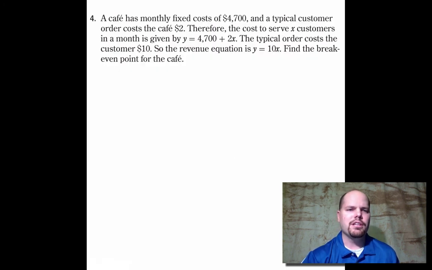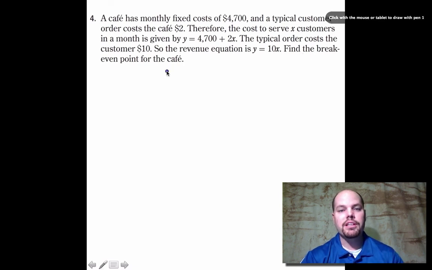All right, last example here. Let's say a cafe has monthly fixed costs of $4,700, and a typical customer order will cost the cafe $2. Therefore, the cost to serve x customers would be this equation, 4,700 plus 2x. The typical order costs the customer $10. So the revenue equation would be y equals 10x. And that probably is an average figured out over a period of time. So find the break-even point for the cafe.